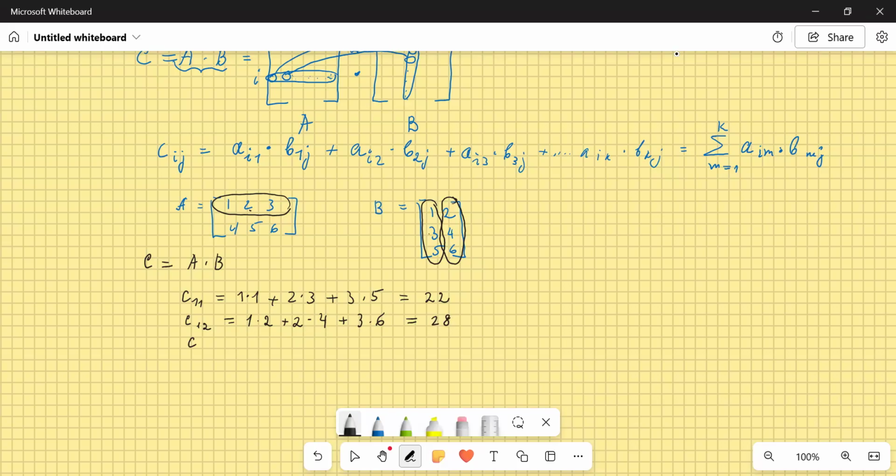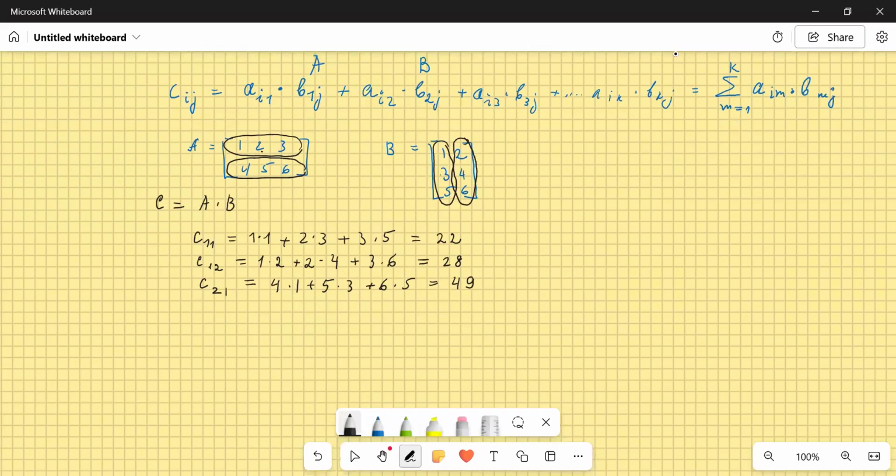Okay, next element. We multiplied the first row by both the first column and the second column. Now we are going to move to the second row and repeat the operation with the first column and the second column. So C21: row number 2, column number 1. 4 by 1 plus 5 by 3 plus 6 by 5. And that's going to be what? 4, plus 15, 19, and plus 30, right? So it's 49. Hopefully I'm not making a mistake anywhere.